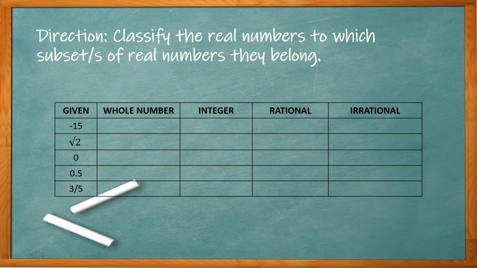Now, let us check your activity. We have -15. It is an integer and a rational number, since it can be expressed as -15 over 1. Square root of 2 is an irrational number, since it cannot be written as a ratio of two integers. Next, 0 is a whole number, an integer, and a rational number. How about 5/10? It is a rational number since it can be written as 1/2. Last but not the least is 3/5. 3/5 is a rational number.